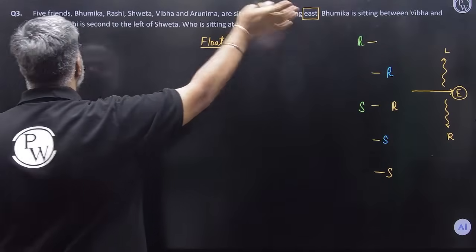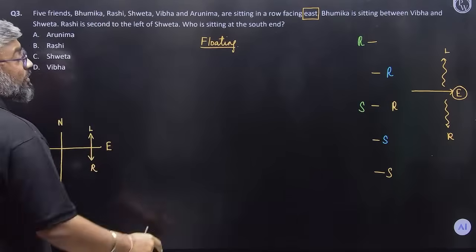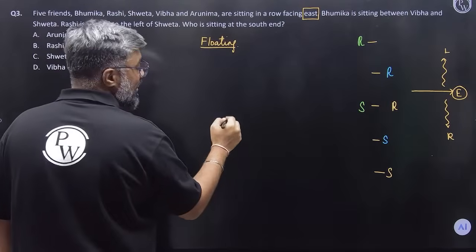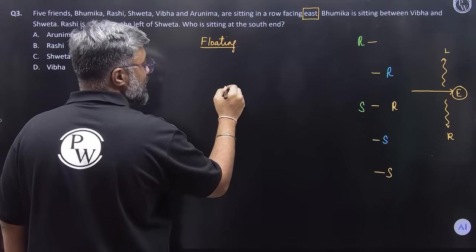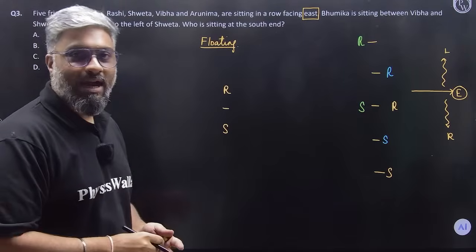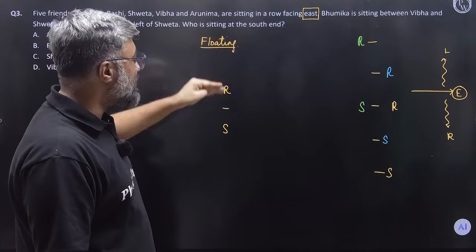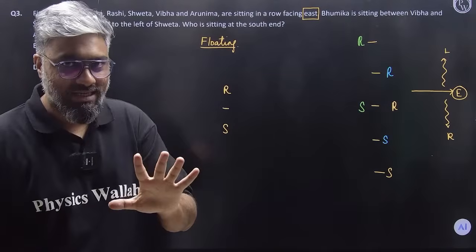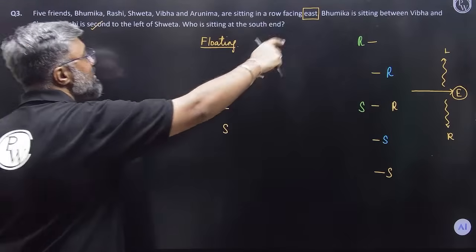Bhumika is sitting between Vibha and Shweta is useless for us at this stage. But Rashi is second to the left of Shweta. I can do that. How? If this is Shweta somewhere, 1 seat and this should be Rashi. Now I don't care whether there are 2 people here or 1 person here at this stage at least. So I've used this condition. Now let's see if I can use this one.